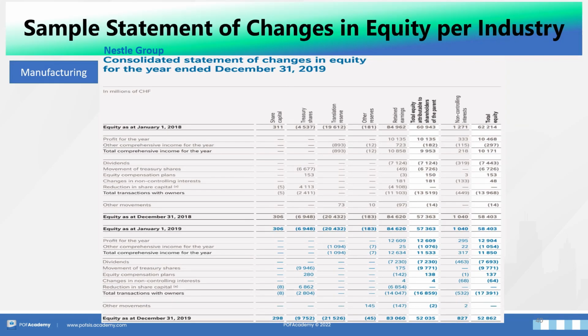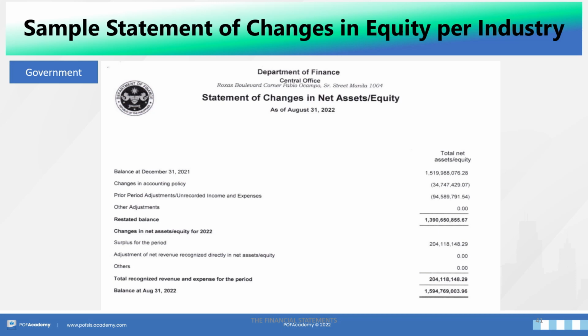So I have here a sample of the statement of changes in equity from the manufacturing industry. If you check the sample, it was the same as our illustration earlier, wherein it reflected the increase or decrease in equity. We also have here a sample of the statement of changes in equity of the government, wherein the movement of the equity is also reflected.